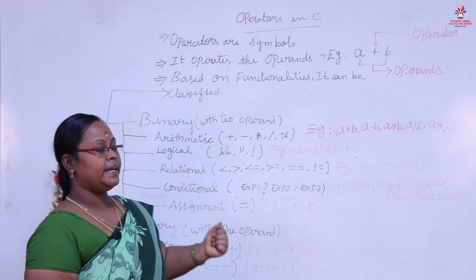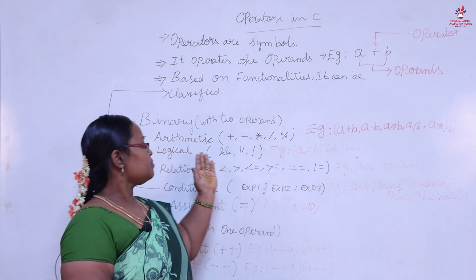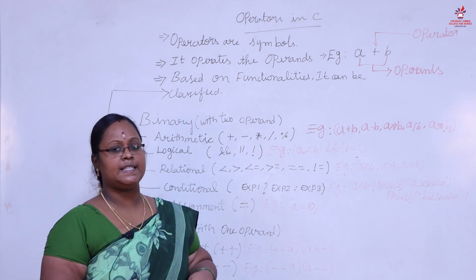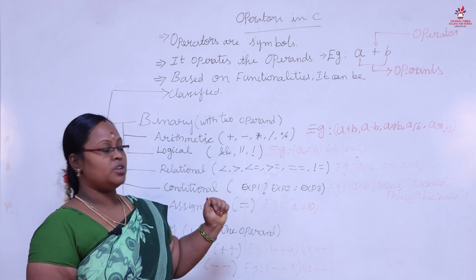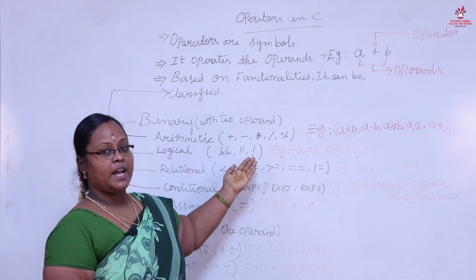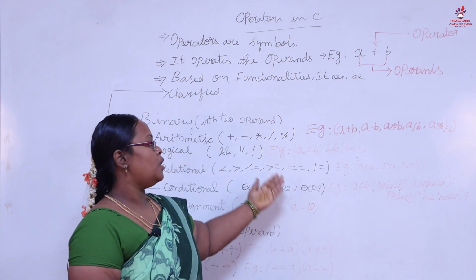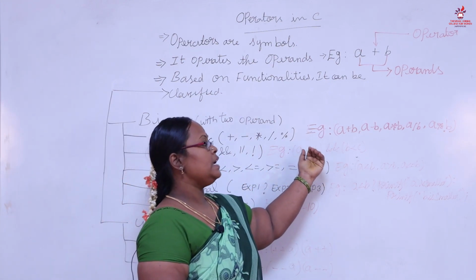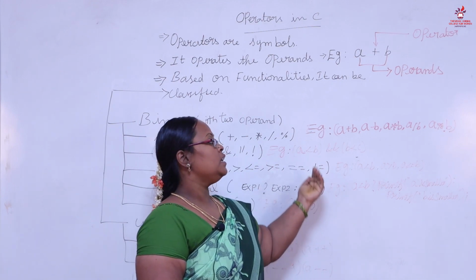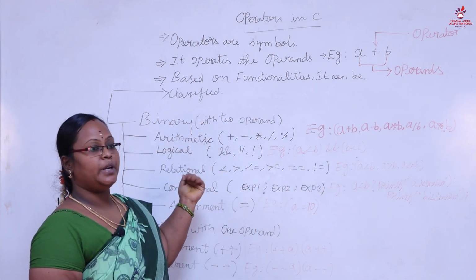Arithmetic operators perform basic mathematical functions like addition, subtraction, multiplication, division and modulo division. Here are some examples: A plus B, A minus B. These are examples of arithmetic operators.